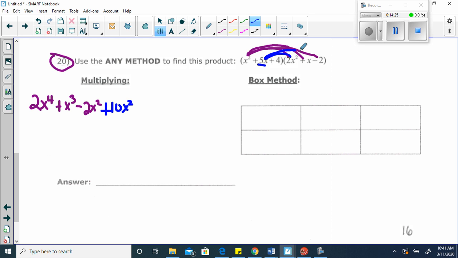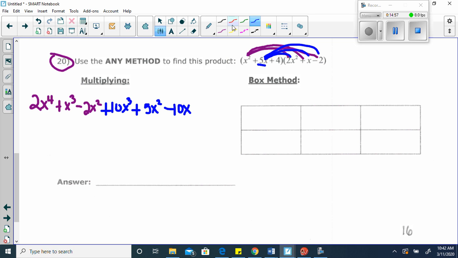Then I'm going to do 5x times x. That's 5x squared. Uh-oh. There's a mistake here. What's the mistake? What's 5x times 2x squared? Good. 5x cubed. Okay. 5x times x is 5x squared. And lastly, 5x times negative 2 is negative 10x.